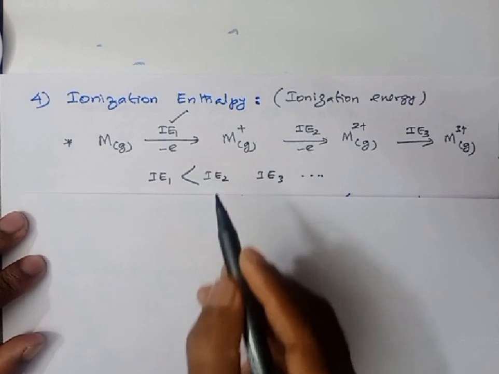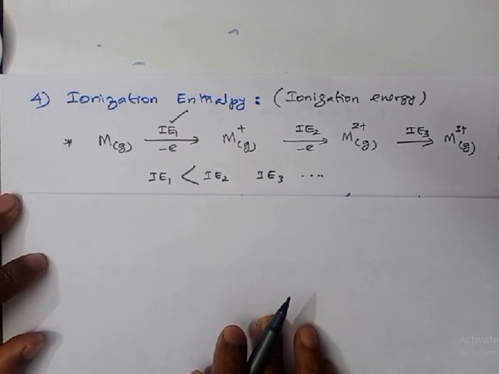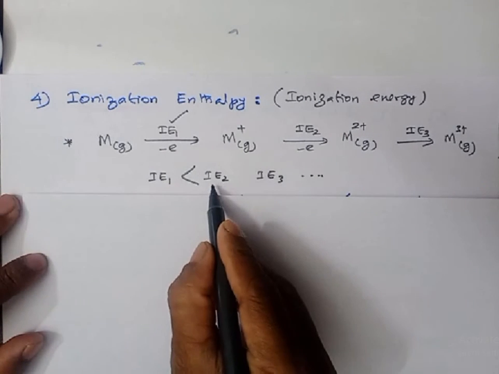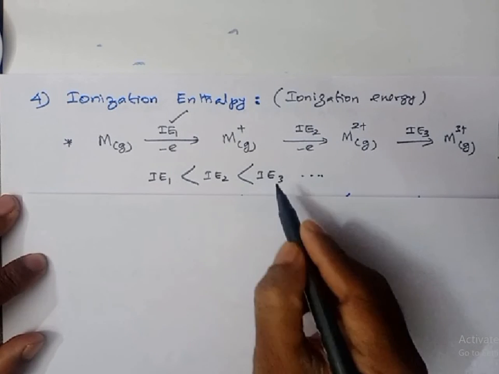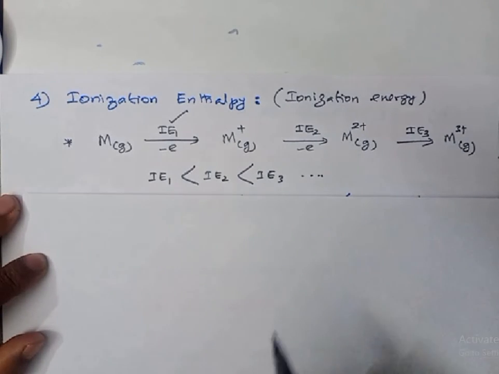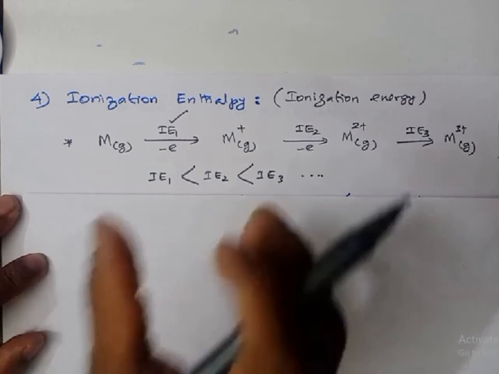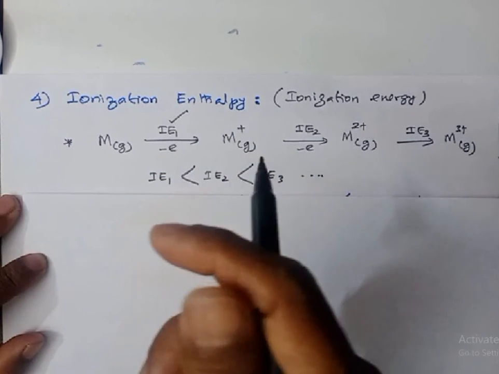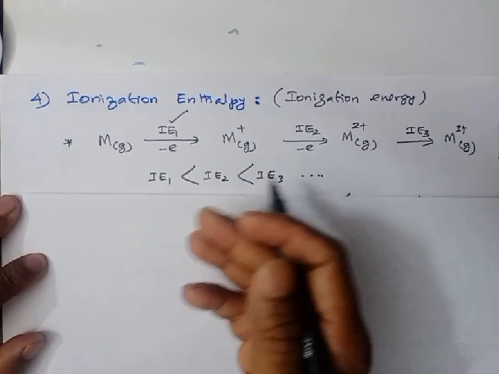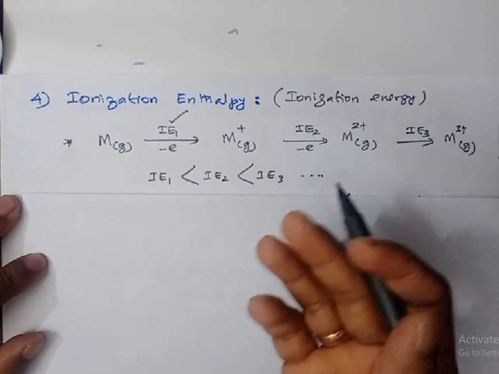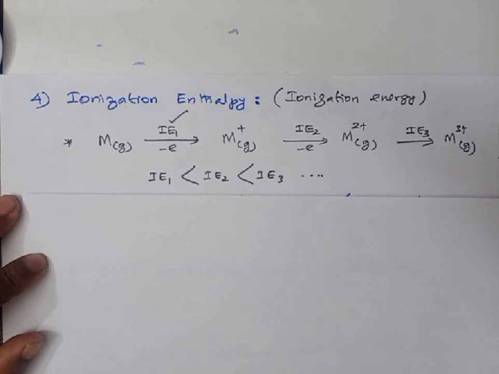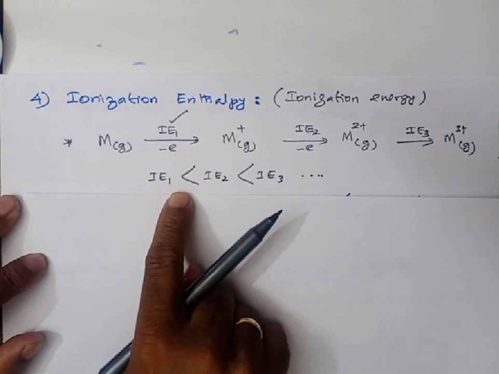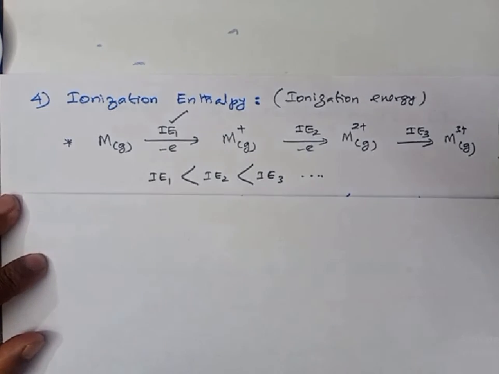Always remember, student, the second ionization energy value for a given metal is greater compared to the first, and the third ionization energy is greater compared to the second. Like that it goes. In a given metal, if you want to remove an electron further and further, you have to supply more and more energy. So this is a general trend. Keep this in mind.